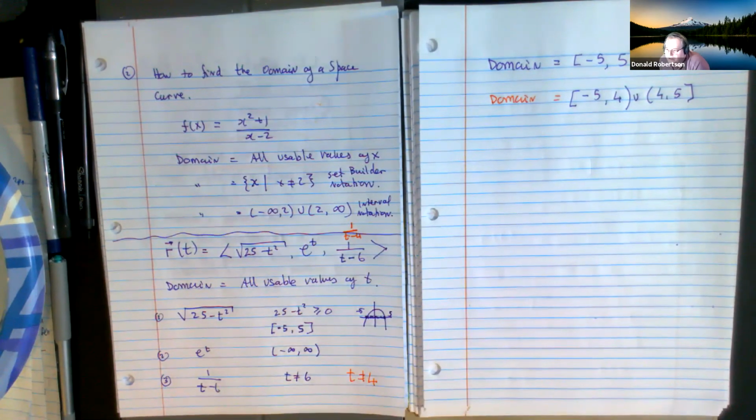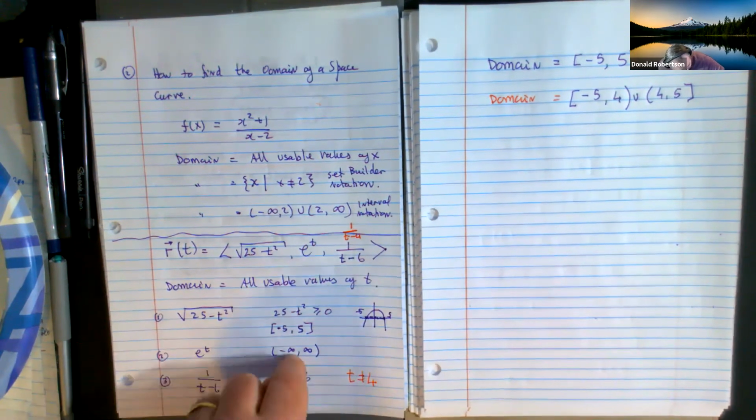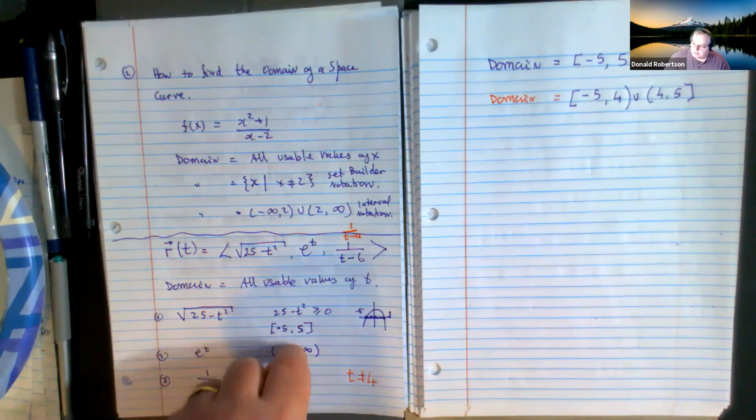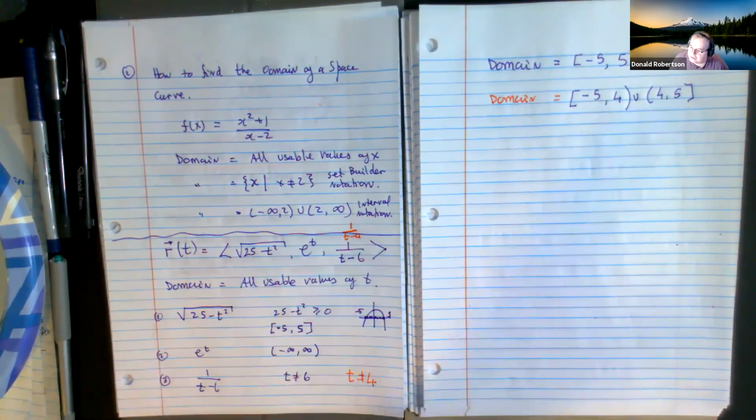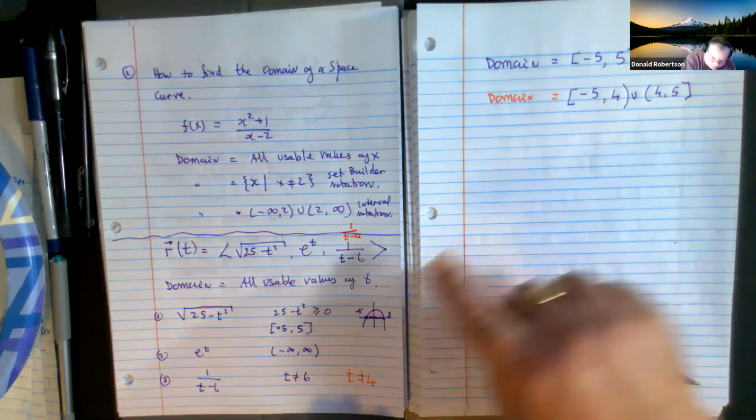Does that make sense? So when we are looking at the domain of a space curve, we are looking at a combination of 3 separate domains being put together as a package deal. And the way you know you've done it right is that whatever your interval is, shouldn't it work in all 3 situations?